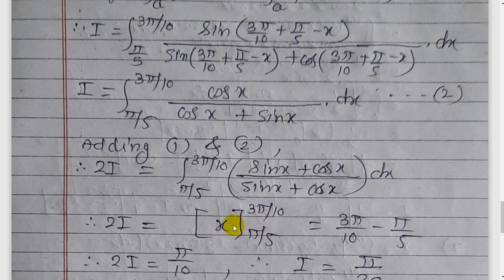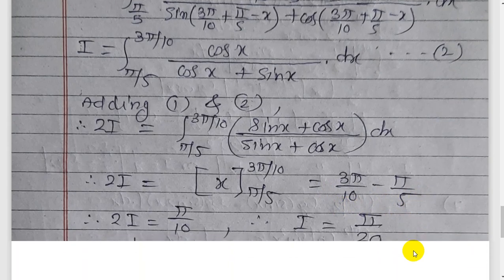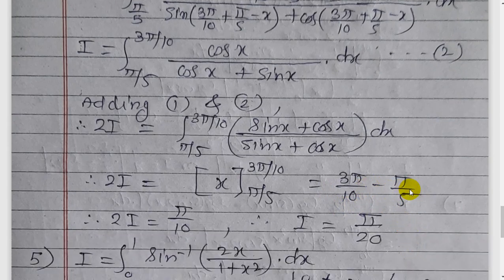Now applying the limit, first you apply the upper then the lower. So 2I equals 3 pi upon 10 minus pi upon 5. Simplifying, pi upon 5 is 2 pi upon 10, so 3 pi upon 10 minus 2 pi upon 10 becomes pi upon 10. Therefore 2I equals pi upon 10. Taking 2 to the right-hand side, it will be divided, so I equals pi upon 20. And this is the final answer for question number 4.